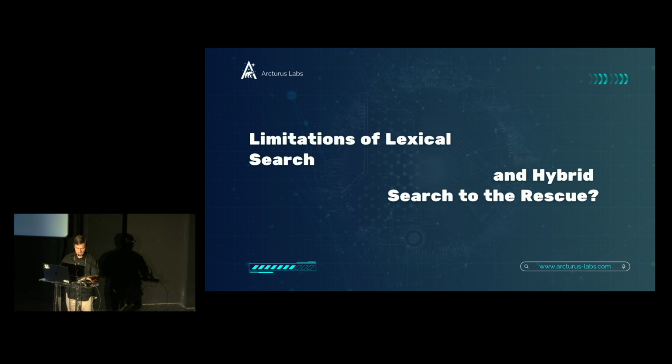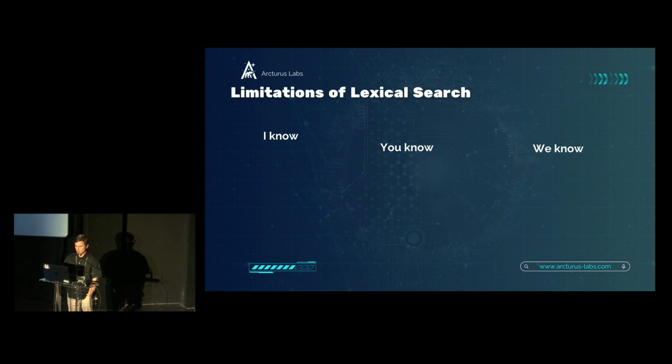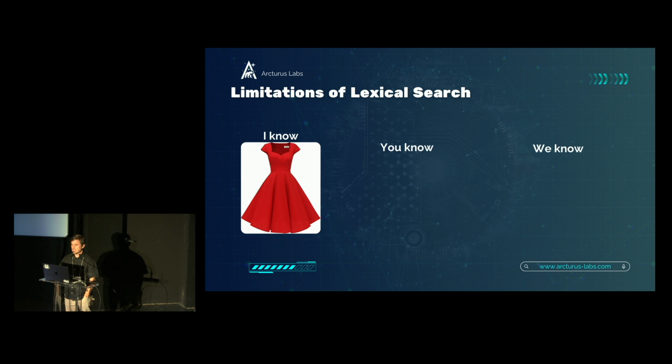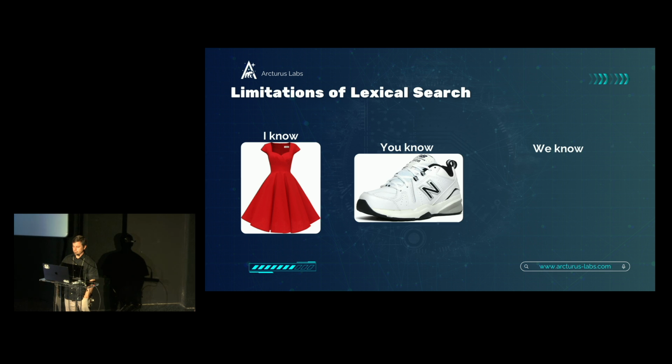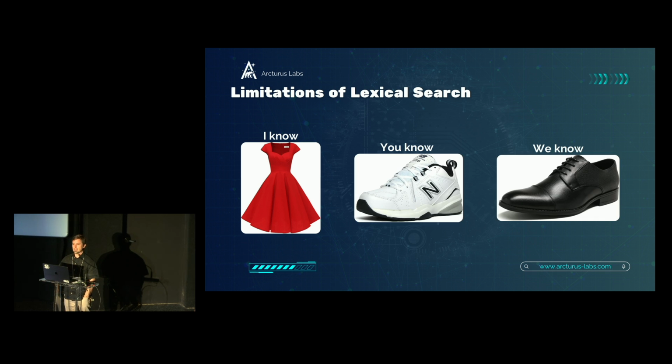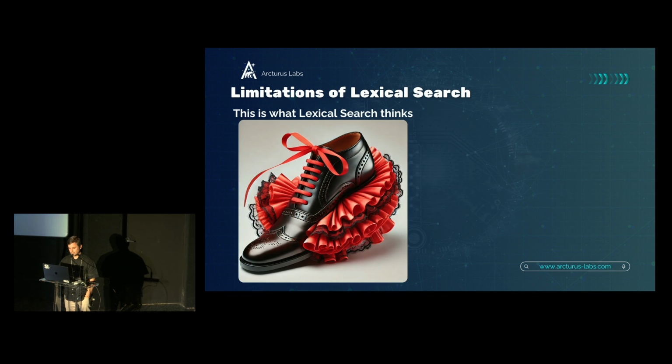All right. As much as I like lexical search, it's not all roses. There are problems as well. For example, I know that this is a dress. You know that this is a shoe. We all know that this is a dress shoe. But lexical search thinks this is a dress shoe. Yes, the bane of my existence, the bane of my career has been this one example.